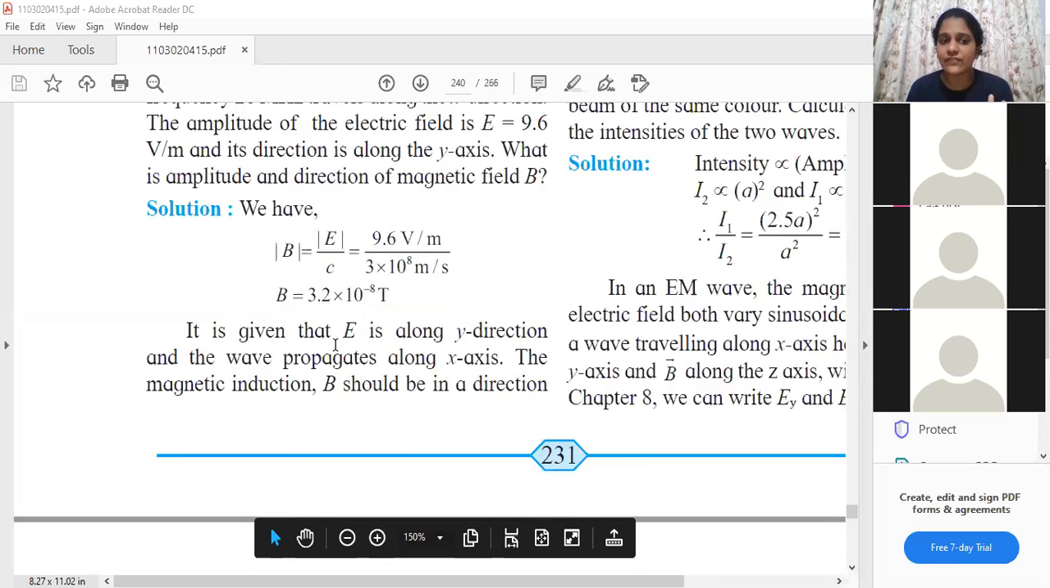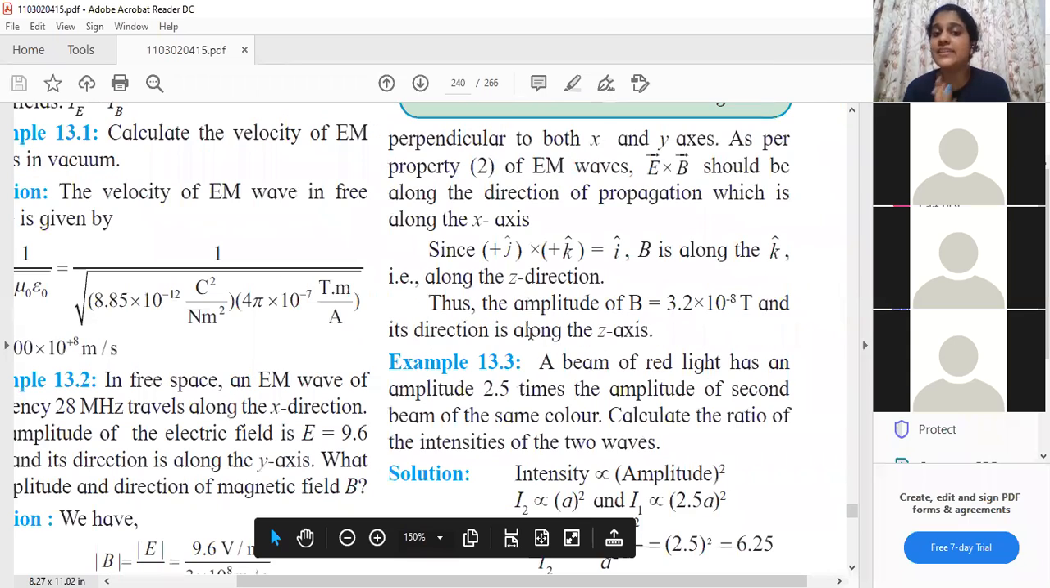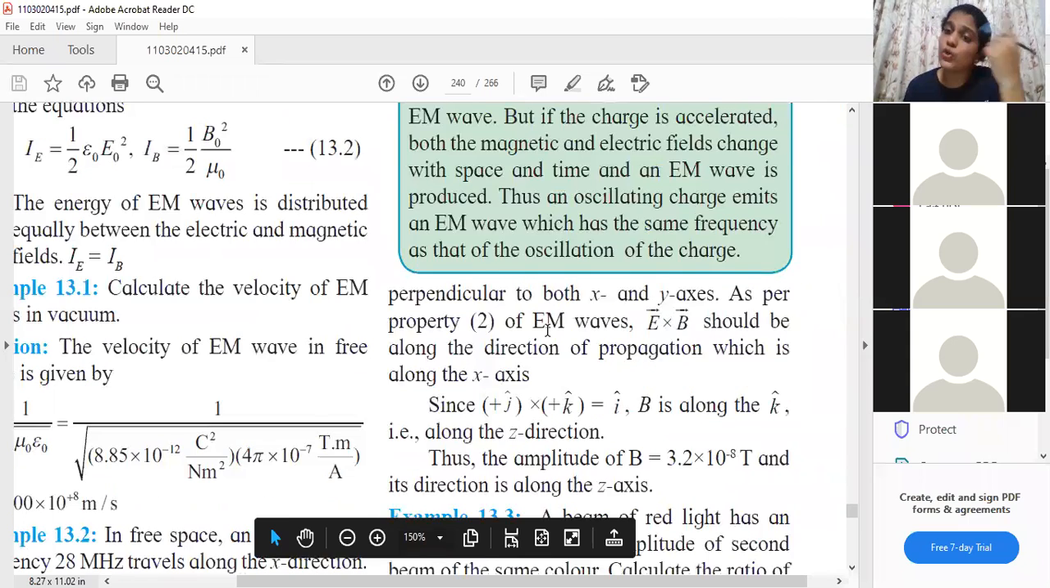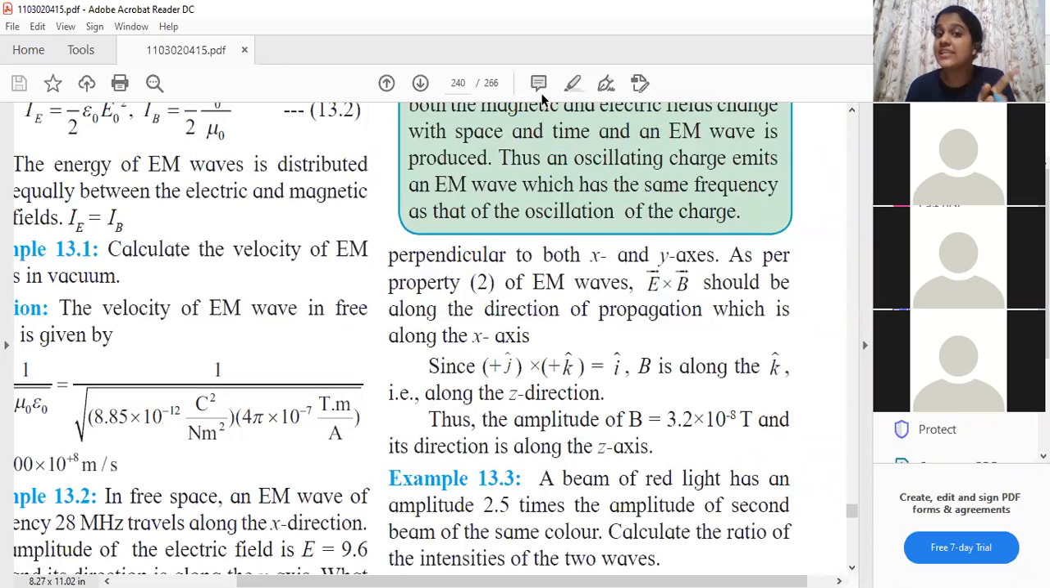See, it is given that E is along the Y direction and the wave propagates along the X axis. So the magnetic induction B should be in a direction that is perpendicular to both X and Y. Now this is how you are supposed to do it. You cannot simply write a statement. You have to use the vector relation and prove that yes, B is on the Z axis.